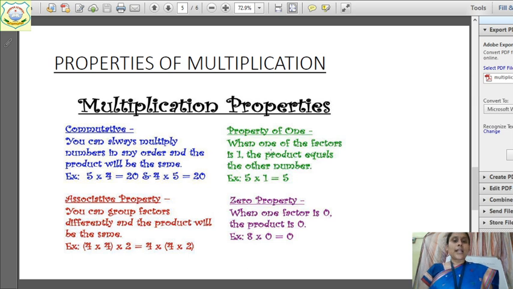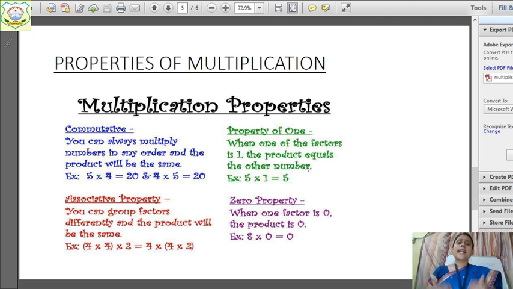Now we'll come to our next property. Let's read out property of 1. When one of the factors is 1, the product equals the other number. So when, for example, 5 into 1 is equal to 5. So this is the property of 1. When we multiply any number with 1, the answer will be the number itself.